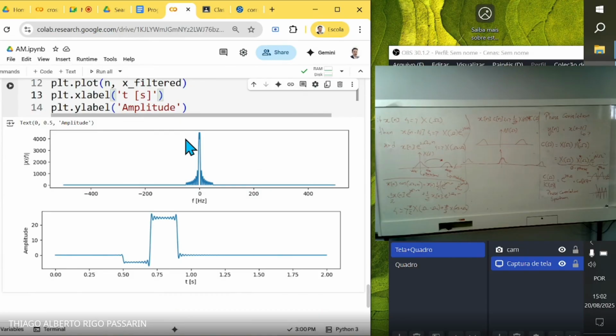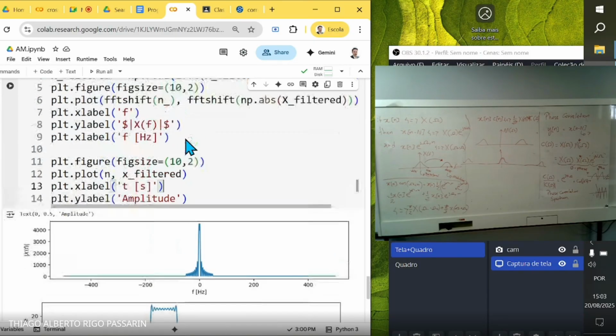But this is the ideal case where there aren't losses in the channel and so on. So this is amplitude modulation, which is the simplest case of modulation. The other ones are very similar. They all involve shifting the signal in the spectrum.